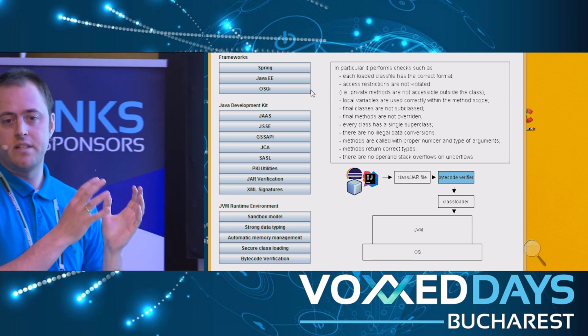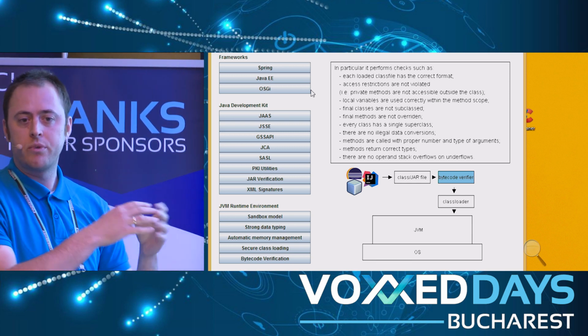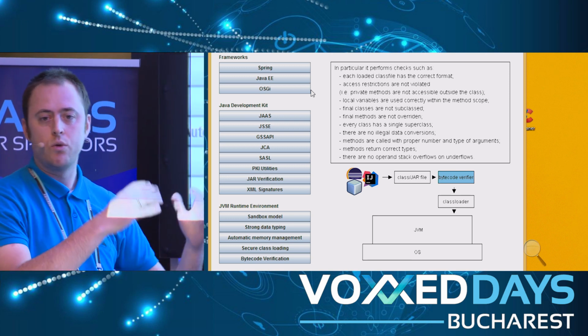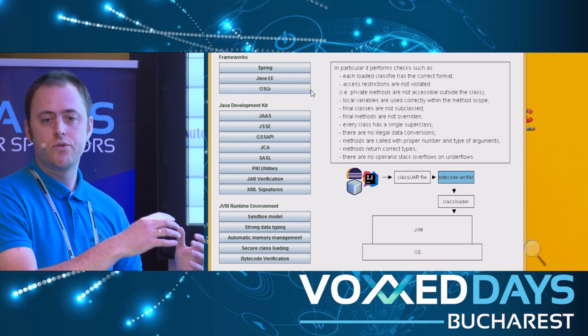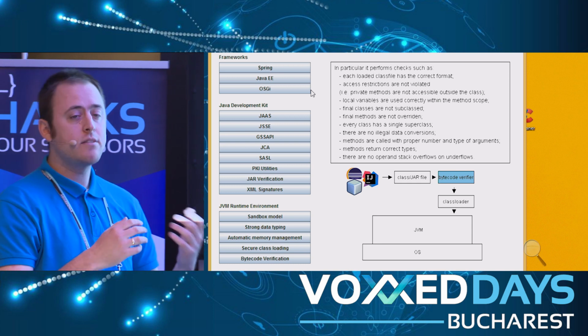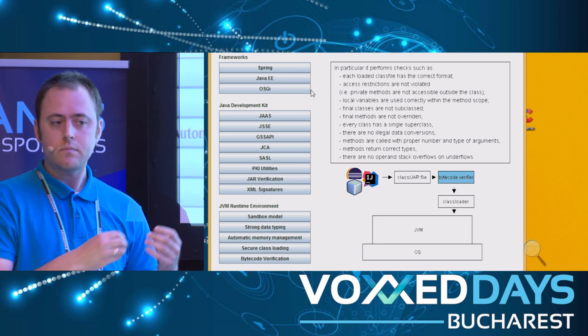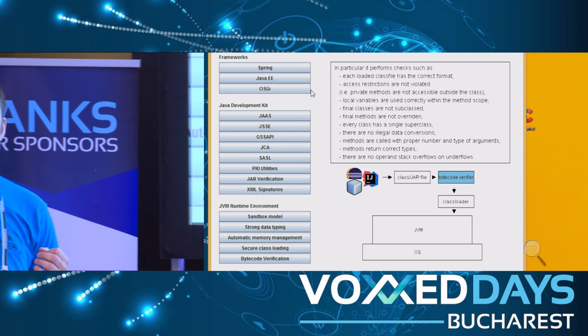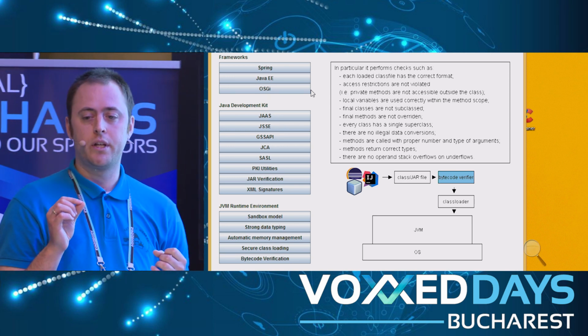JAAS has two parts. It's the authentication part that allows you to provide different kinds of authentication mechanisms for your user, such as, for example, a GUI window, or you authenticate your users using a database or an LDAP server, and so on. And it has also an authorization part, which allows you to specify particular permissions in the security policy file that are bound to that particular user.